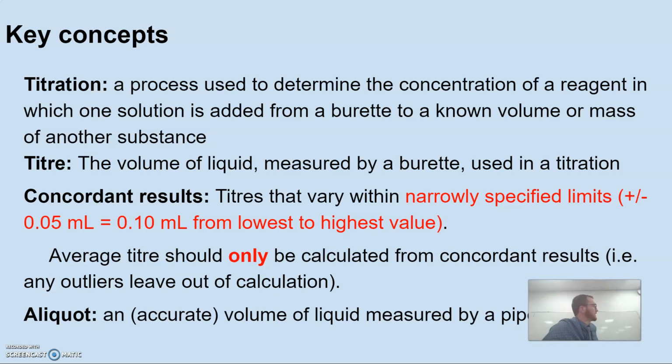Only the average titer should be calculated only from concordant results, not just all the results, okay? So try and shift our thinking. Average is not just all of them divided by the number of trials. Average is only adding those concordant results together and dividing by the number of those results that are concordant.